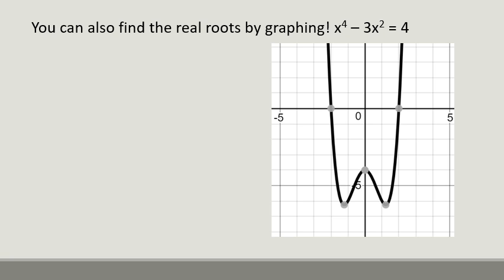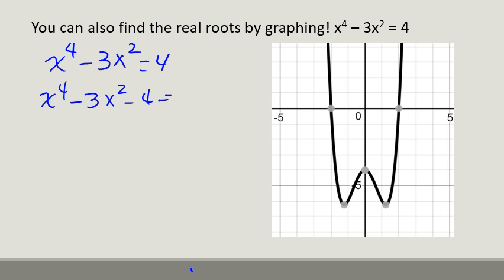You can also find the roots by graphing. So for x to the 4th minus 3x squared equal to 4, this is the graph of its related equation. What I mean by that is, I'm going to subtract 4 from both sides, so I get x to the 4th minus 3x squared minus 4 equals 0. And I just replace the 0 with y and graph that.